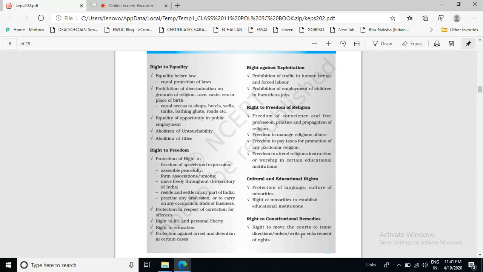Actually, there was one more fundamental right, that was right to property, but now it has been shifted from the list of fundamental rights to legal rights. That will be discussed later. So we will start with our first right, that is right to equality.